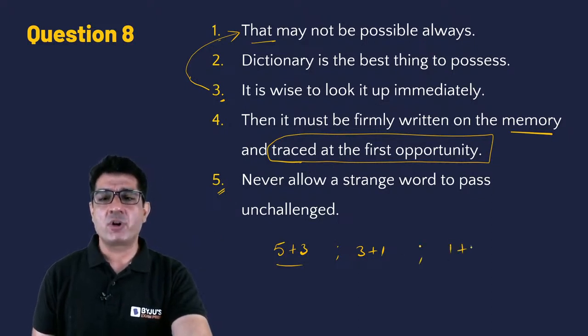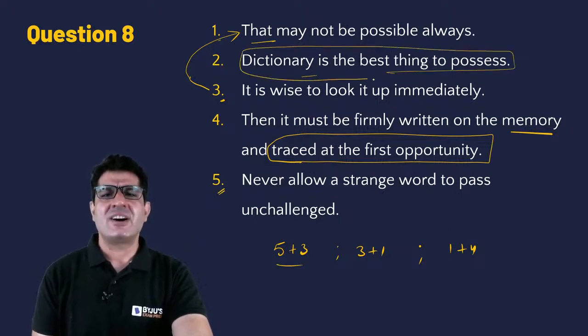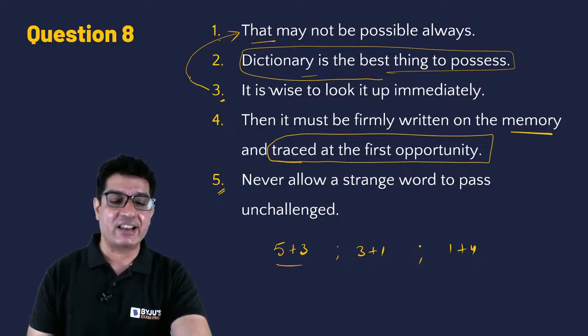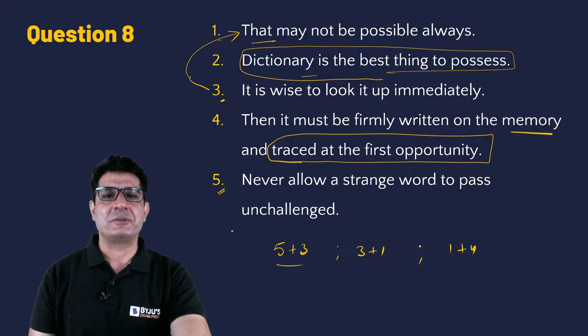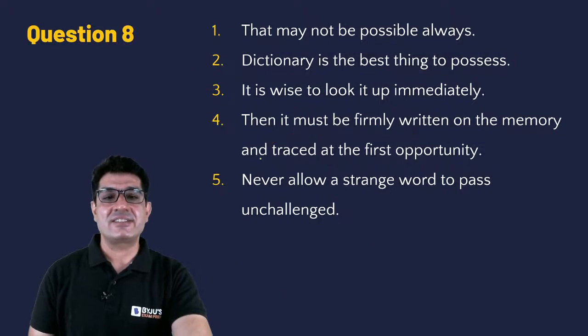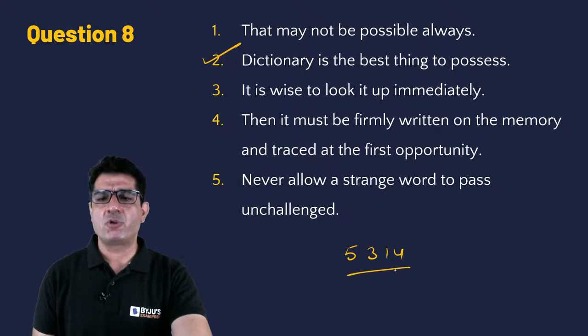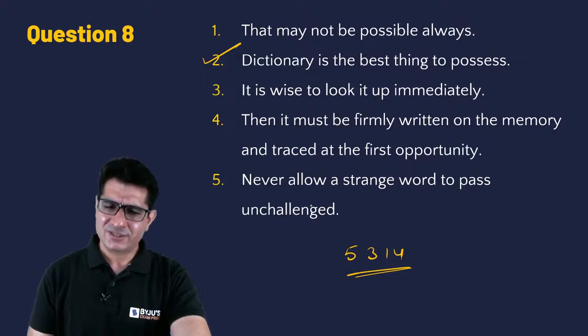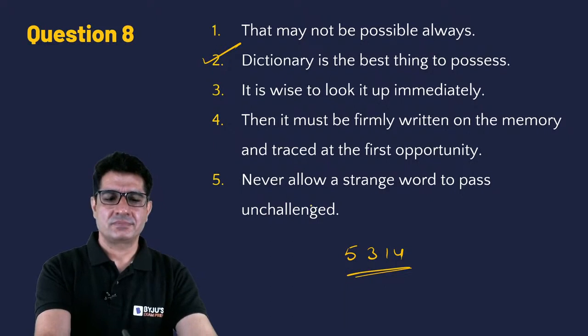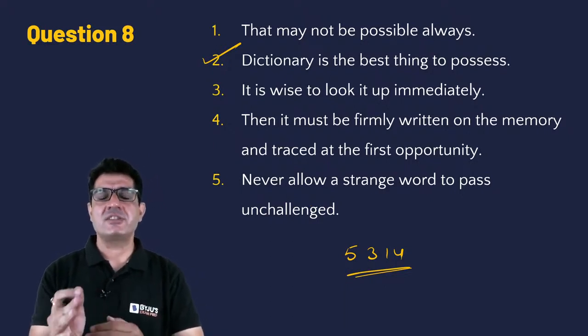So you have 1 plus 4, but then second talks about dictionary is the best thing to possess. Now yes, you are going to look up the meaning of the word in a dictionary, but second does not connect itself with any other word, any other sentence here. And that is why I'd say that our answer here should be second, and if you treat it as a para-jumble, 5, 3, 1, 4, it will be the paragraph that you could easily construct out of it. Right? So there you go. So that's why our answer is option 2.